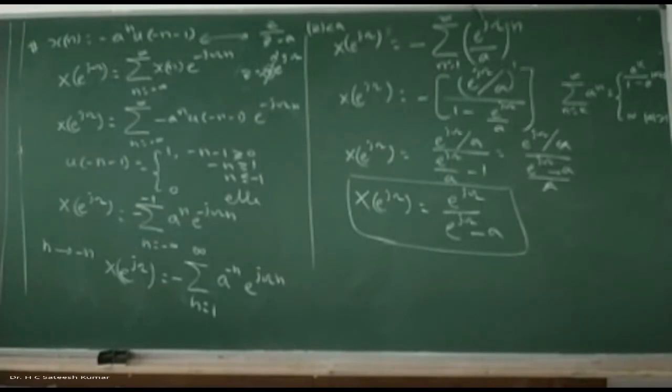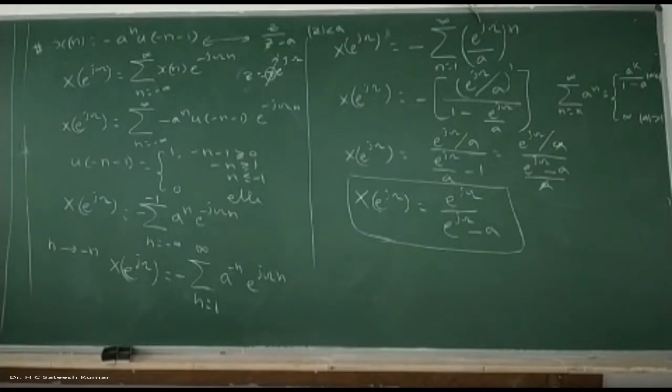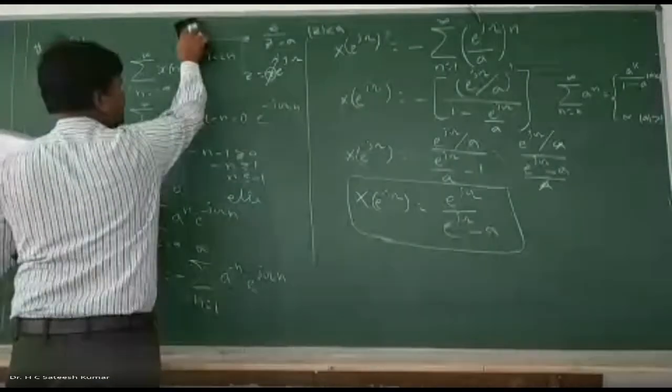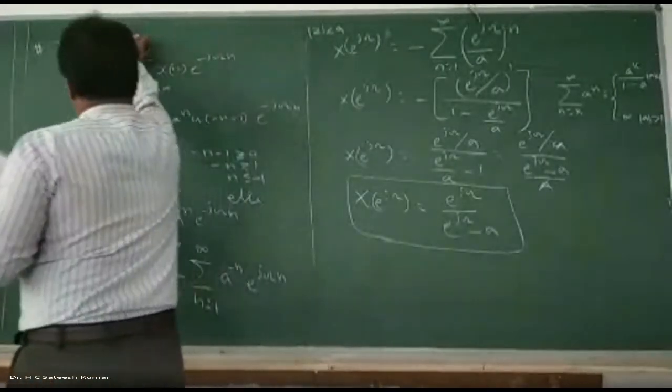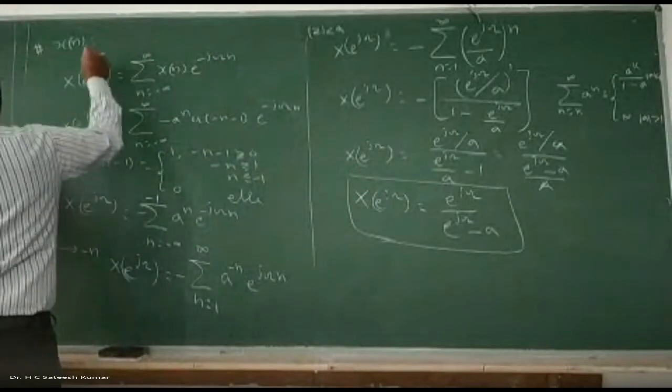Replacing Z by Z minus A, replacing Z by e to the power of j omega, you will get this, right? That's how we should do it. Now let us go for one more problem. Find the DTFT of x of n is equal to... This is a 6 marks question in one of the papers.